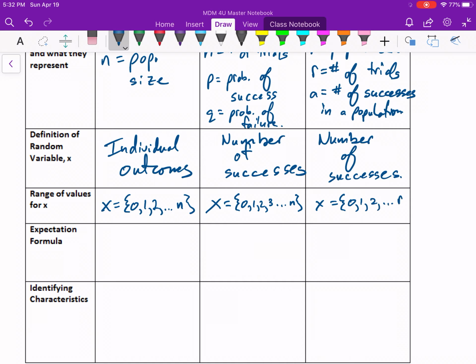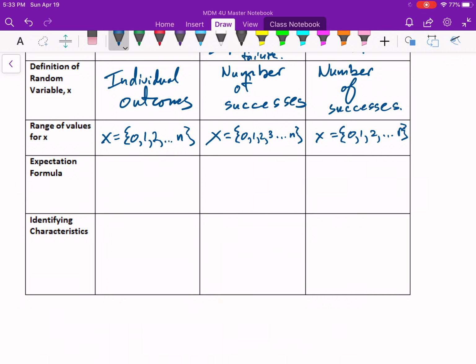Again, we can't have an x value that is greater than the number of trials. Think about the number of cards we pulled. If we pulled 5 cards from a deck and we're looking for the number of face cards, well, we couldn't have anything more than 5 face cards, logically speaking. So that's what this is telling us.